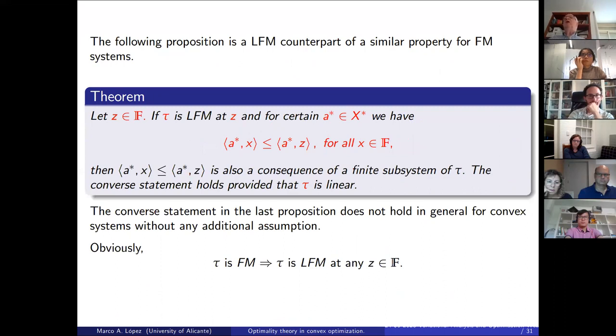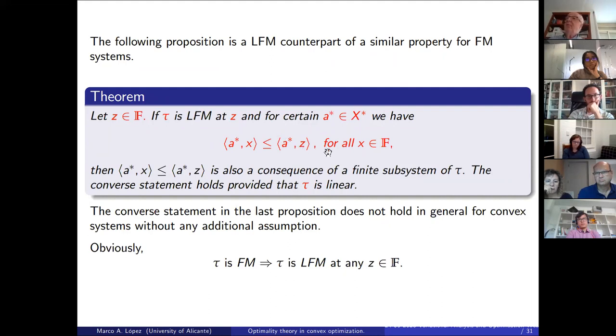Okay, this is a counterpart of the other property that I established 3 or 4 slides before. Suppose that this point is feasible and my system of constraints is locally Farkas-Minkowski. And for a certain element of the dual, this is satisfied. That means that this is a supporting half space to the feasible set at the point Z. Or in other words, this is an affine continuous consequence of my system of constraints. But it is specific because it's passing through this point. So this could not happen at points in the interior, obviously.